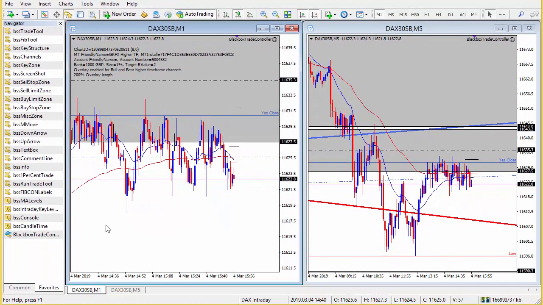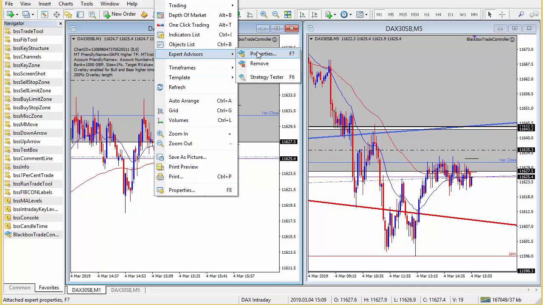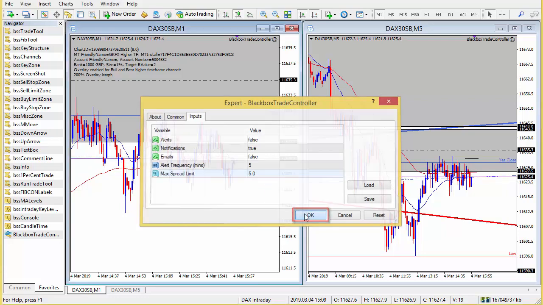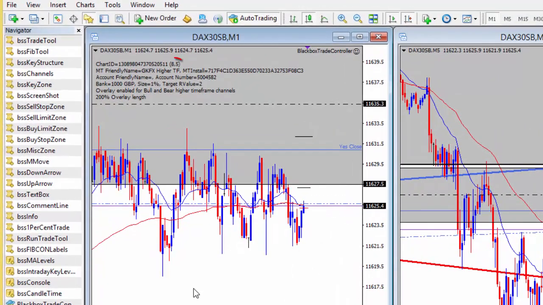For the purpose of this demonstration, let's change the maximum spread limit from the default value of 0 to 0.5, which translates to a value of 5 for the DAX when trading with GKFX. This can vary depending on the market and broker. Right-click the chart and select Expert Advisors, Properties. Then double-click the max spread limit value and change it from 0 to 5, and click OK. As can be seen, the maximum spread limit has changed from 0 to 5.